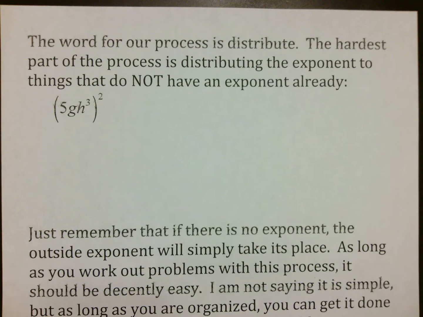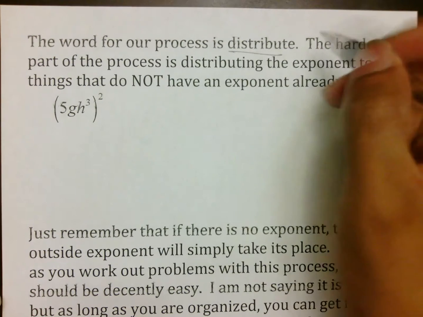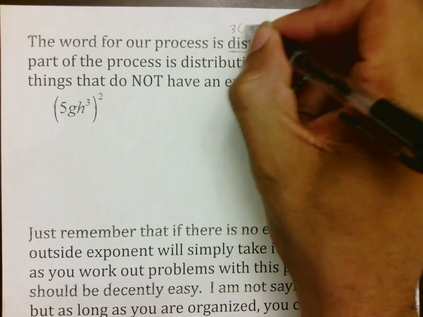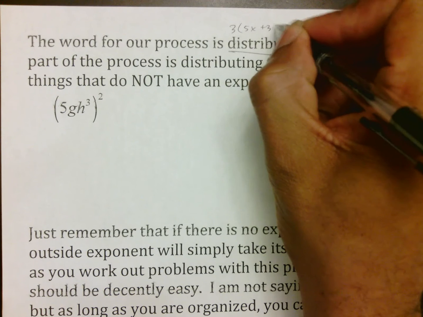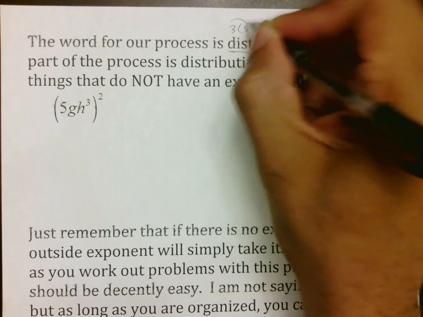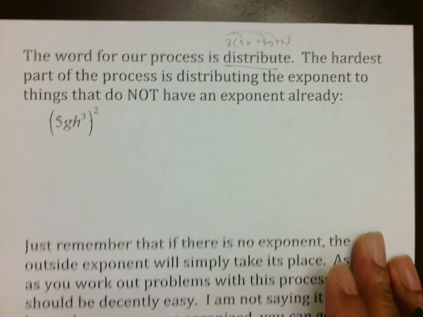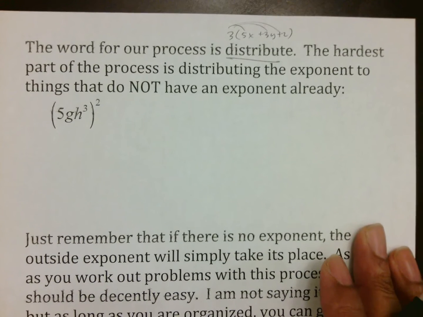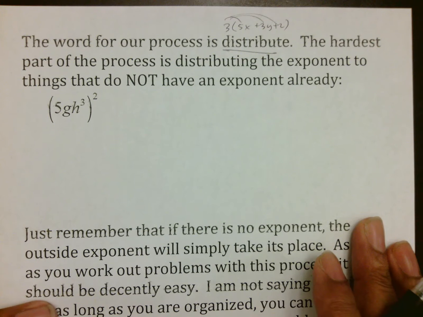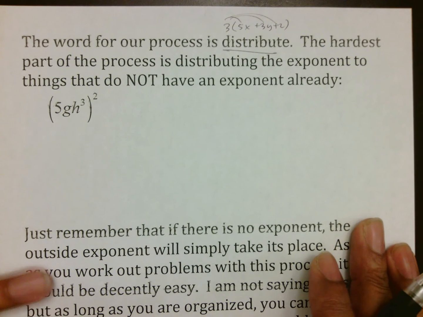The word for our process is distribute. Again, you understand that distributive property is where I take something here and I multiply it by everything on the inside. Notice those lines that I drew to show the distributive property is the same thing I did with that power. The hardest part of the process is distributing the exponent to things that do not have an exponent already, kind of like what I told you.